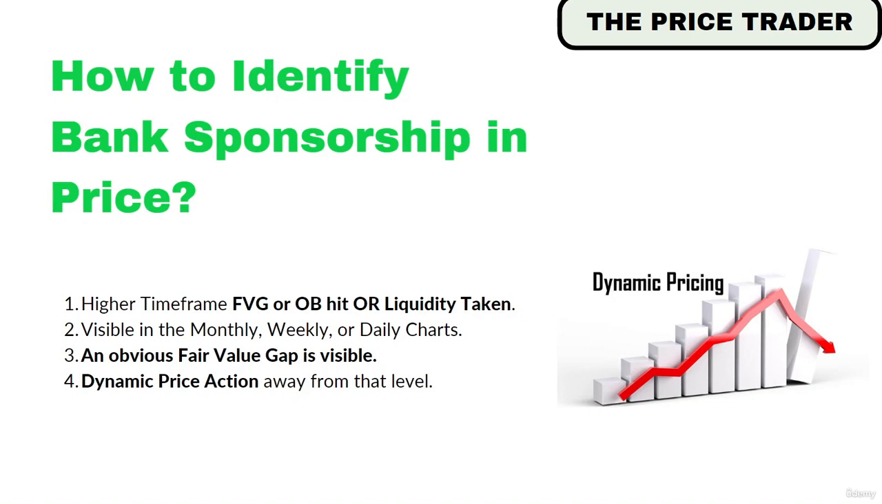The second thing you want to see is an obvious fair value gap. Once we hit that level, you want to see dynamic price moving away from that level, leaving an obvious fair value gap. When I say obvious, it is something that you should just see clearly. This is a fair value gap and this is dynamic price action. There's no form of guesswork in identifying bank sponsorship.